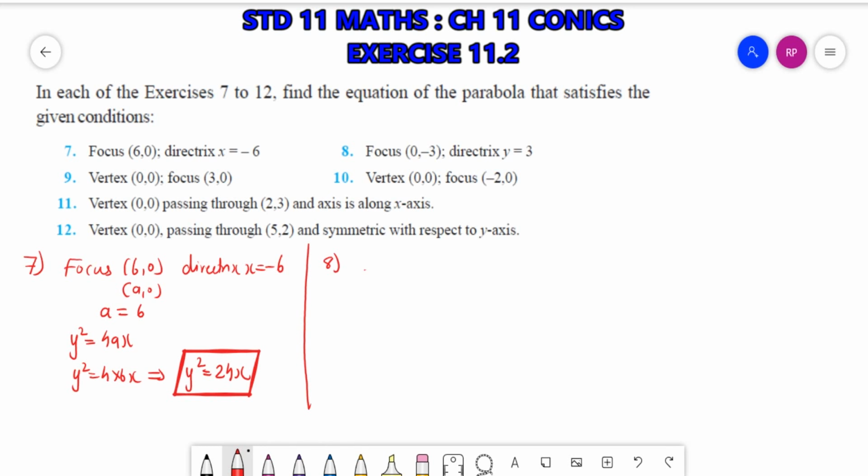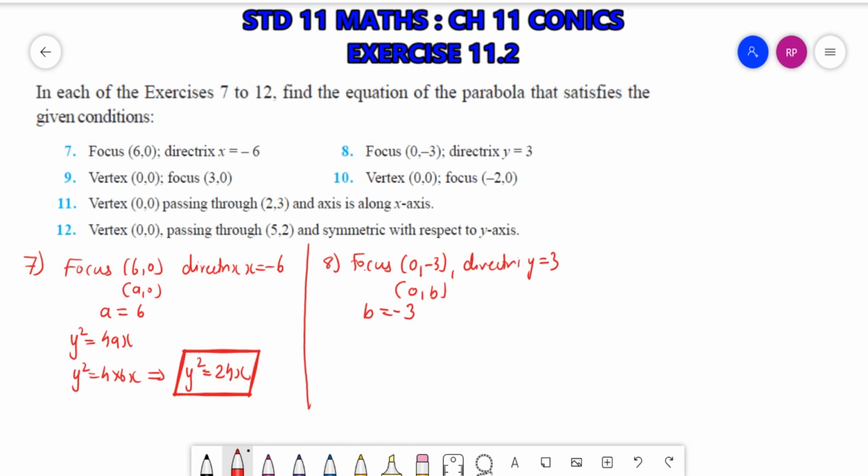Question 8. Here the focus is given as (0, minus 3) and the directrix y equal to 3. Now if the directrix given is y equal to 3, that means the major axis will be the y axis. So comparing with focus (0, b), I will get b equal to minus 3.